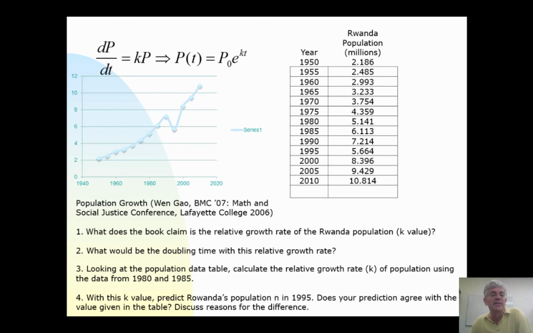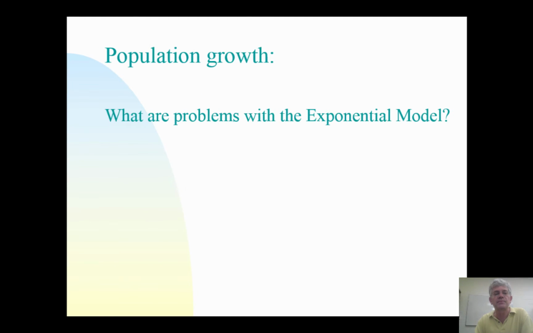And what the students find is their exponential model overshoots the population in 1995. And we ask why. In this case, it was because that was the time of the genocide when the population was decreased, and also perhaps that people fled Rwanda for neighboring countries, and so the actual Rwandan population went down. Then we discuss the idea that we're making a model, and models have limitations. So what are problems with the exponential model?